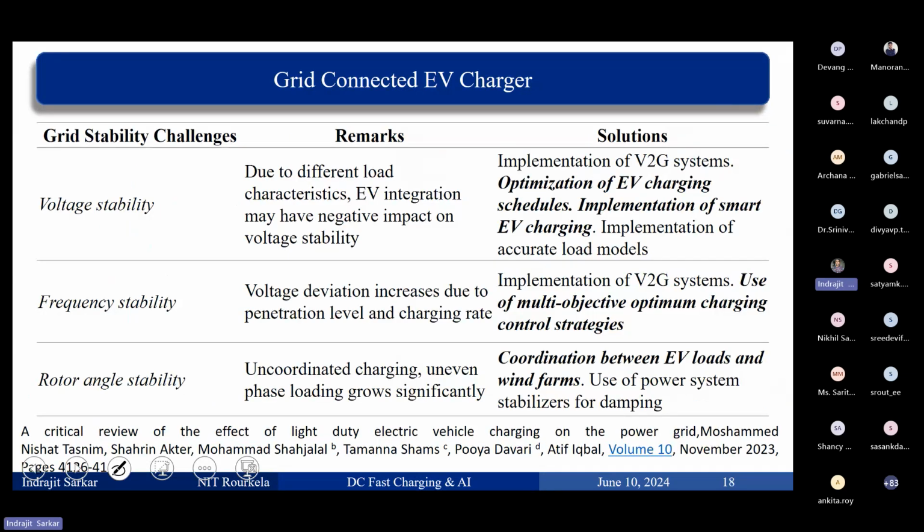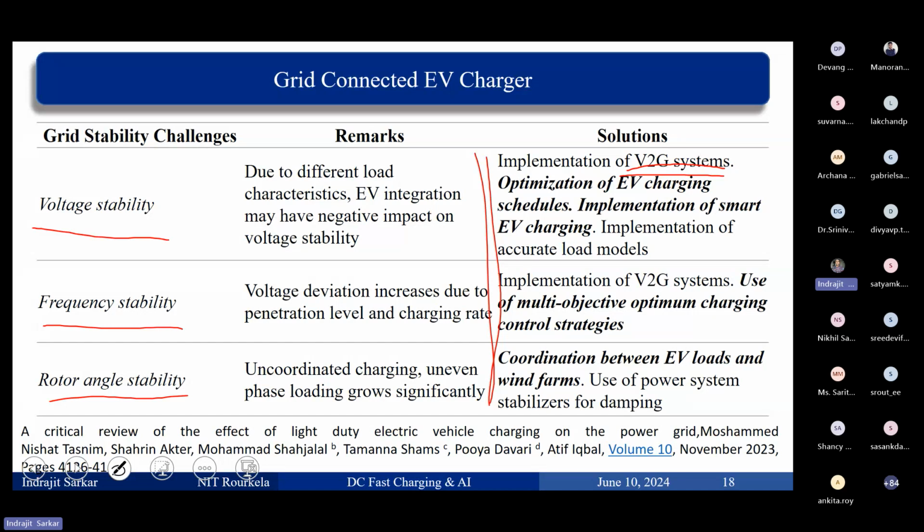So what are the adverse effects of grid connected EV chargers? Voltage stability, frequency stability, rotor angle stability. Now, what are the solutions that we can implement? V2G means vehicle to grid. For stability purposes, vehicle to grid is going to help us, because you forget about the vehicle, it is nothing but a battery. The vehicle can be seen as an energy storage device.